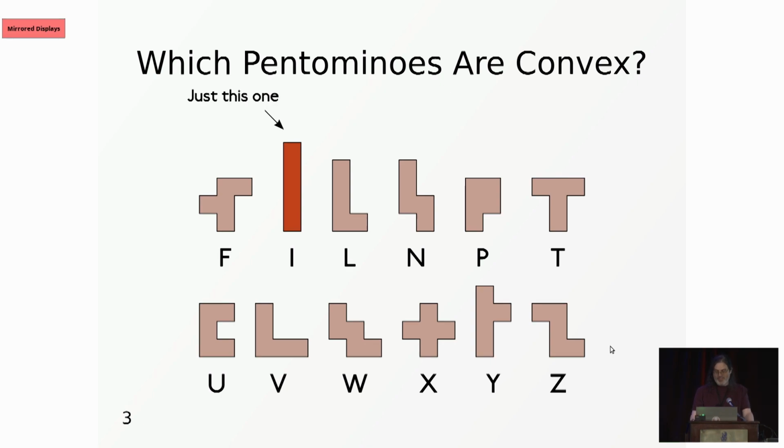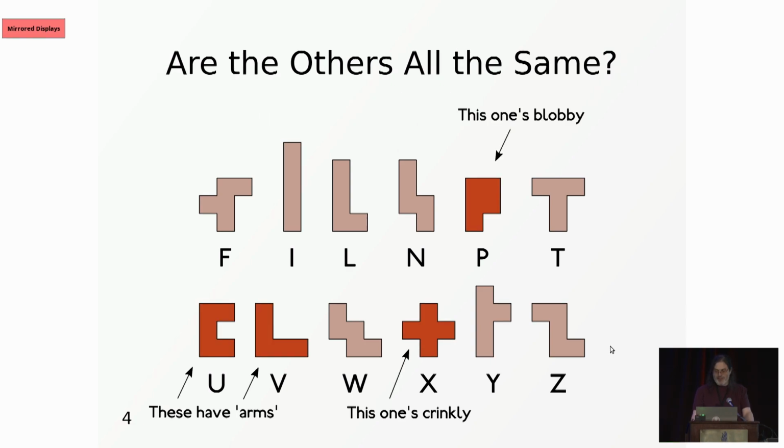you might think about it a little bit more and think, well, are they all really the same in terms of how convex they feel? Like that P pentomino seems more blobby than some of the other ones, and the X is a bit crinkly, and the U and the V seem to have two separate sections that can't really see each other, so that if you try to put points in either section, they'll be forced to go outside the shape. So that seems like a little bit less convex than some of the other ones that are there.